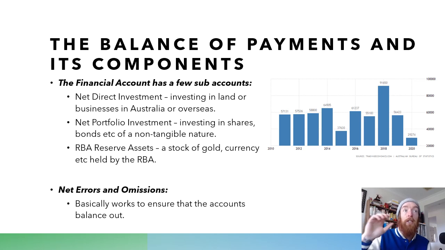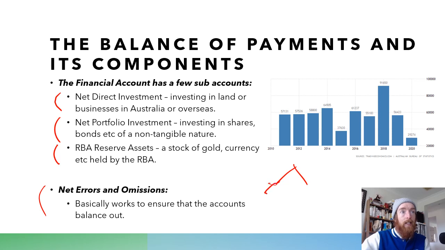We've got the financial account, which has a few sub-accounts. The main 2 that are important are direct investment, which is investing in land or businesses in Australia or overseas. We usually categorize any direct investment as anything more than 10% of the value of that. Portfolio investment is investing in shares, bonds, anything non-physical that you can invest in. And RBA assets is a stock of gold, currency, etc. held by the RBA in case they need to use it at any point in time. They've got errors and omissions, which works out to make the whole thing balance out, because it's like a set of scales, the 2 sides need to be totally in balance.